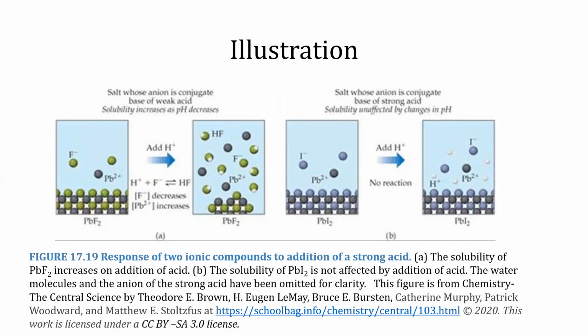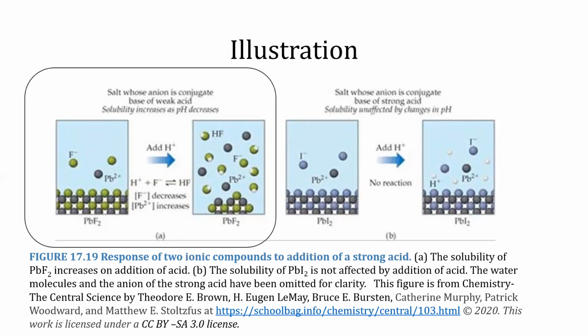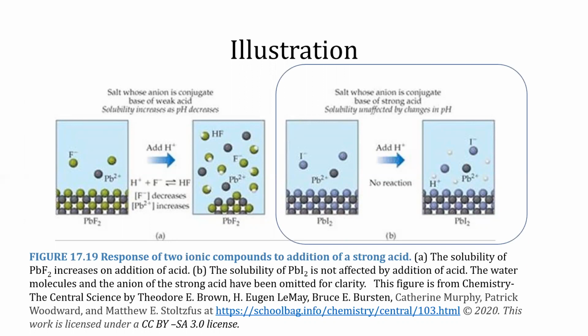Here's an illustration showing these changes. If you add an acid to PbF2, more salt will dissociate to form lead-2 and fluorides, since F- is a strong conjugate base from weak acid HF. If you add acid to PbI2, since I- is a weak conjugate base of a strong acid HI, no change will be observed.